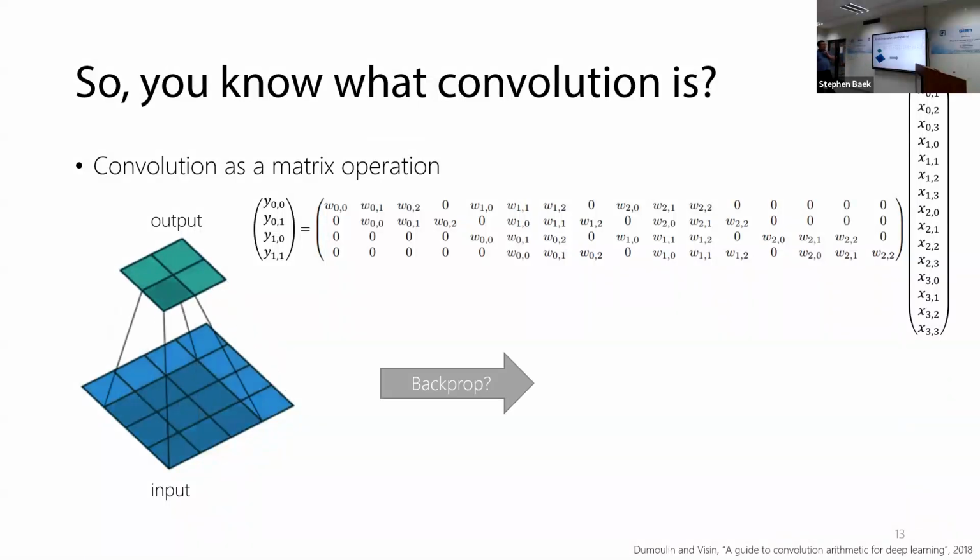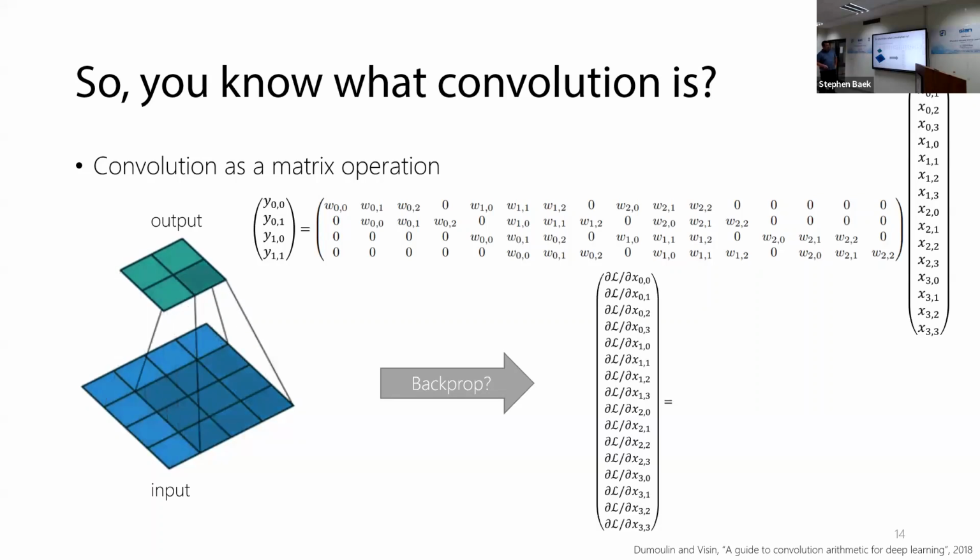Now, consider the backpropagation process of this convolution layer. Why all of a sudden backpropagation? Because by looking at the backpropagation, we're going to deduce what's called the transposed convolution, which is a reverse process of the original convolution.